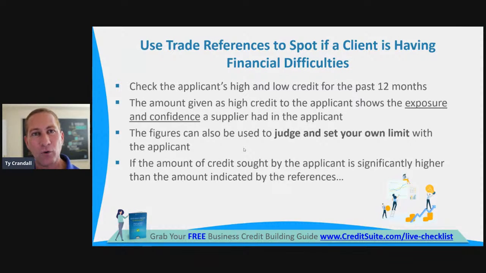This is exactly why you need to use trade references and why you need to build your business credit report, because that's the mentality that other people have that are looking at your credit report. They're looking to see how much confidence others have had based on how much credit you're being given and how much you're using. And it also gives them an idea of how much credit they should give you. That's why the credit bureaus look at this factor so much to determine how much credit they recommend you should be given.